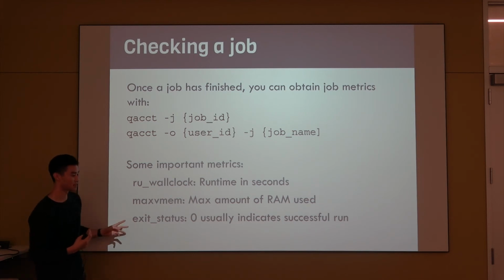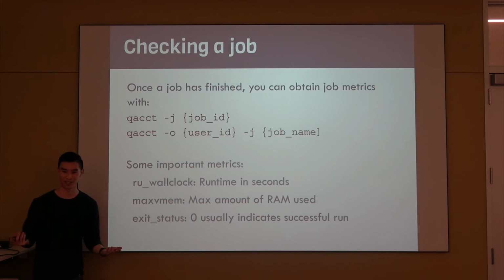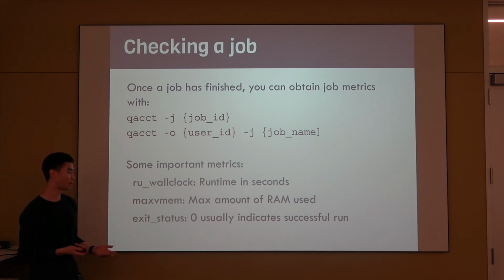And then exit_status. I mean, you can always just see if your output was generated as expected, but if you want to be really sure, you can check the exit status. 0 usually means it was successful. Any positive integers, usually something went wrong.